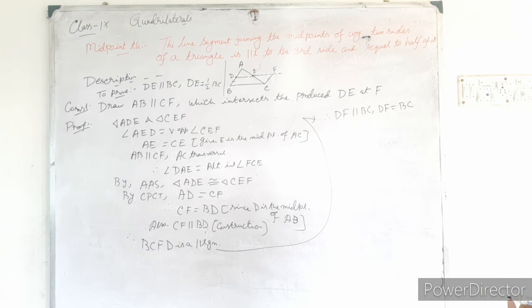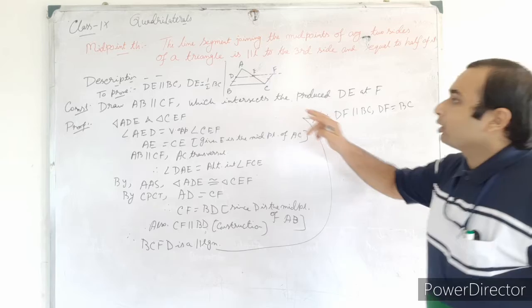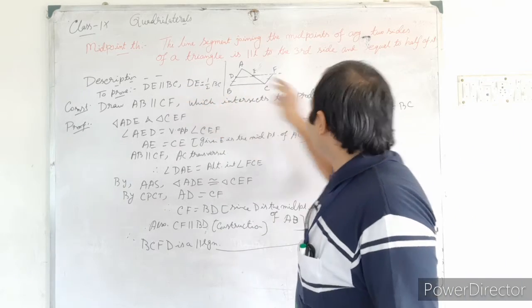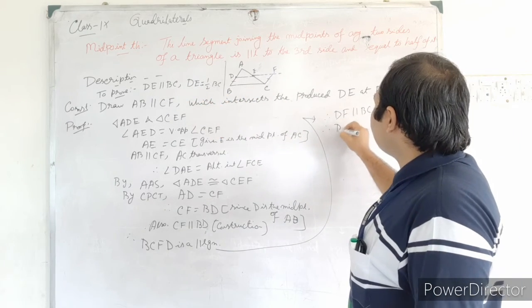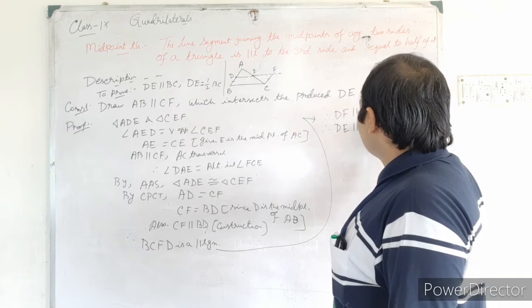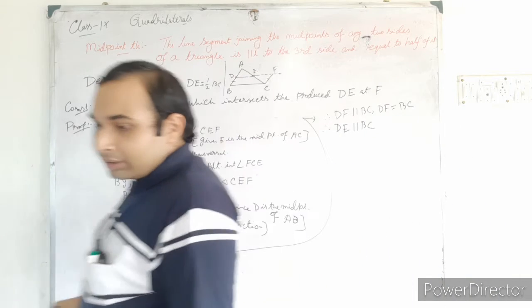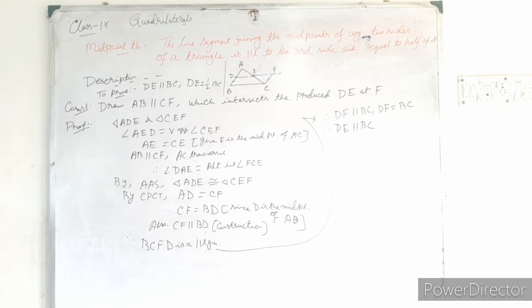DF is equal to BC. So we have proved that DF is parallel to BC, so that means DE is parallel to BC. One part we have proved. The second is that DE is half of BC. We have to prove this one.